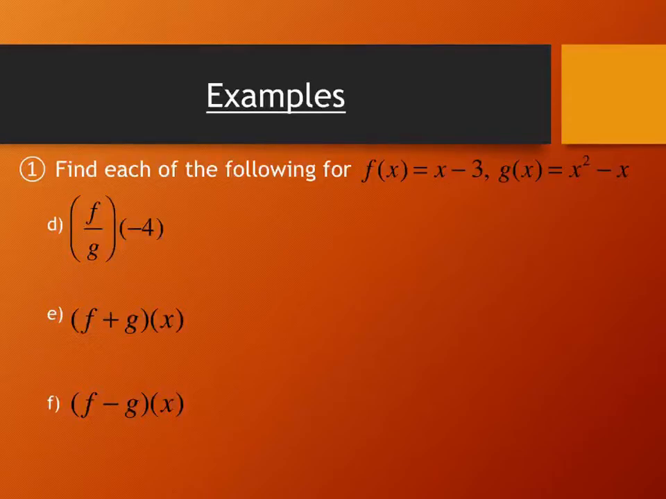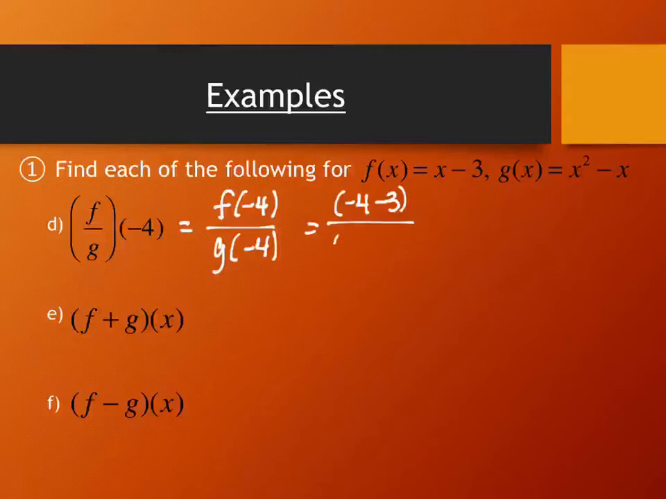D tells me what am I going to do? We're going to divide. Exactly. So we're going to take our value and plug in negative 4 this time. And we're going to divide f of negative 4 divided by g of negative 4. So again, this is negative 4. Don't really need the parentheses, but negative 4 minus 3 on top. And then I have negative 4 squared minus negative 4. Got that double negative going on again on the bottom.